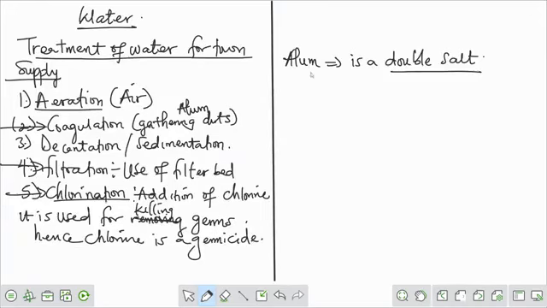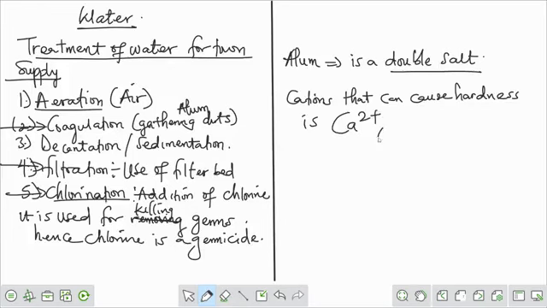Now, cations that cause hardness. I've told you this already, but I still want you to know the cations that can cause hardness. If you know it, please drop it in the comment section. I've taught you. I told you that they are Ca2+ and Mg2+.